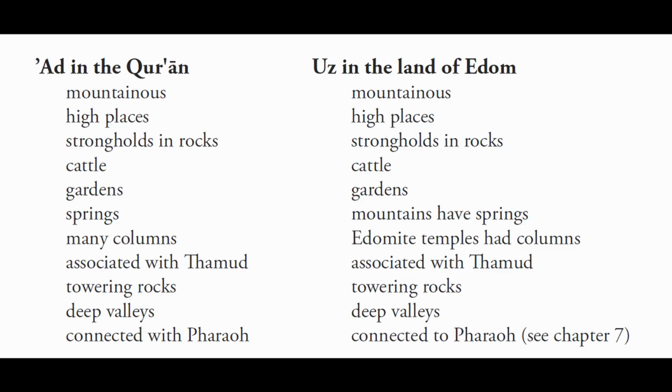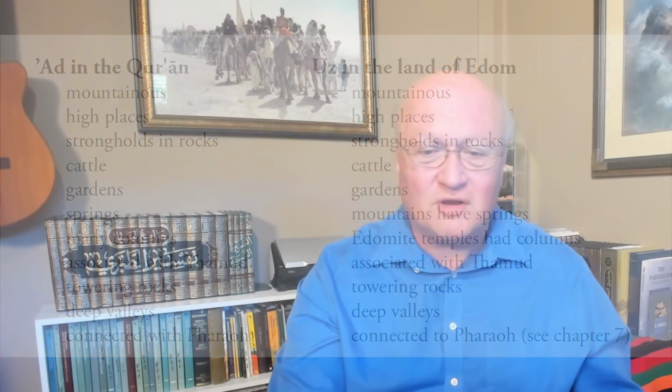And there are towering rocks. We find that in both places. Deep valleys, both descriptions, and both of them are somehow connected to Pharaoh, who is mentioned in connection with both. And so the book looks in detail, and if you want all the details, you need to get the book and you need to look at it and get all the charts.